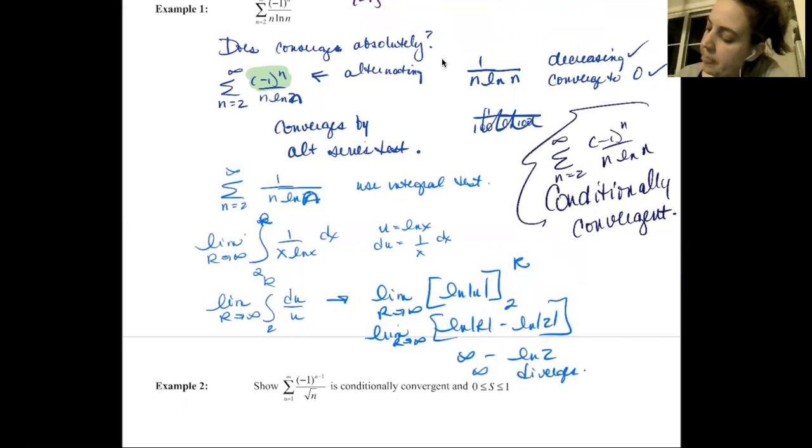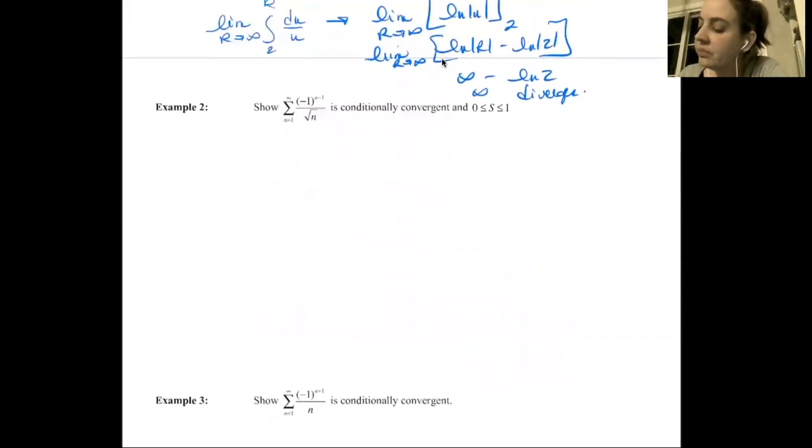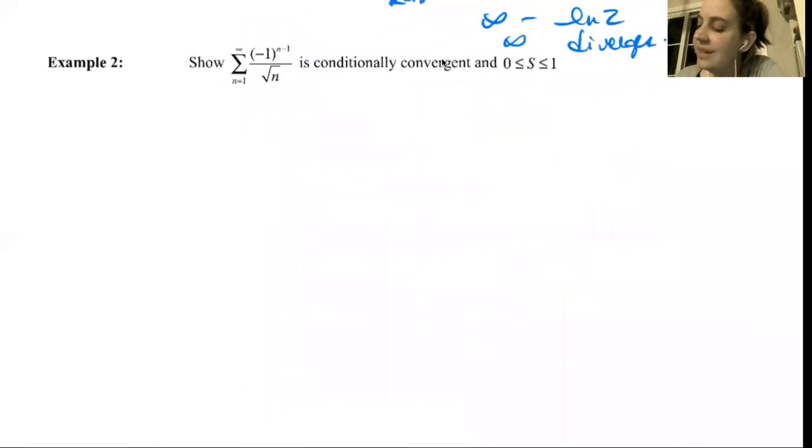All right. This isn't too bad once you get the hang of it, but you do have to try a few. Example 2: show that this is conditionally convergent and S is between 0 and 1. What do I mean by that? I've got to cheat with my notes here.